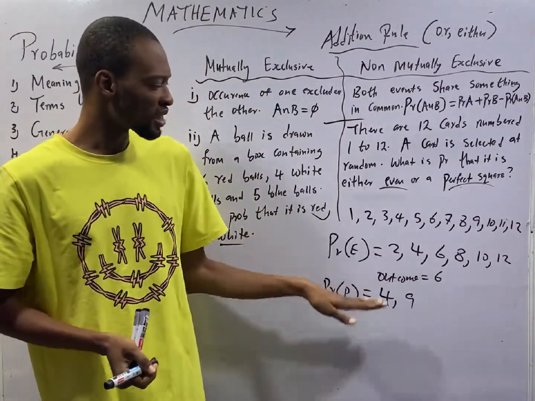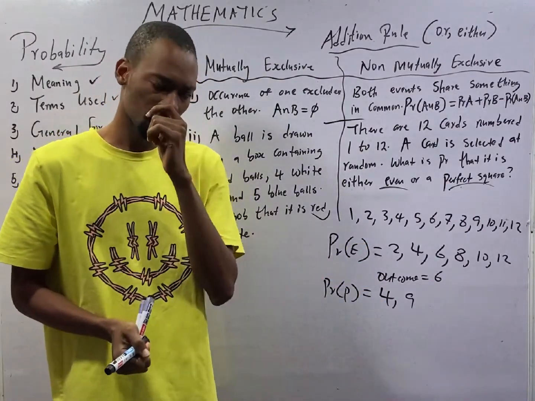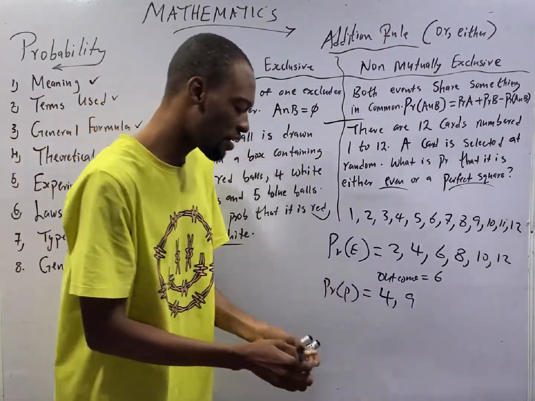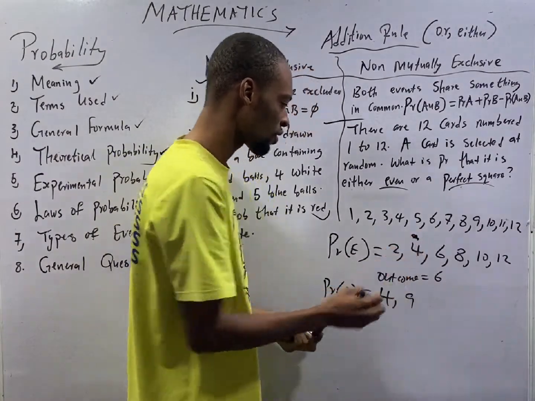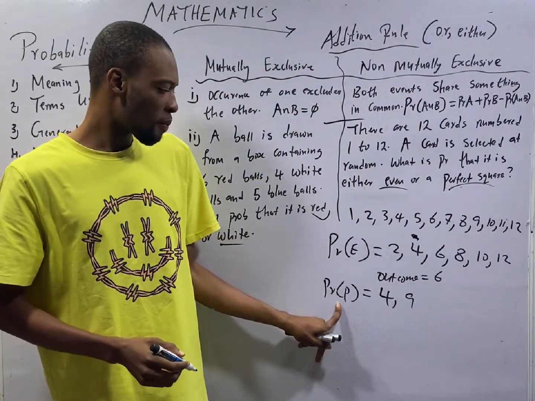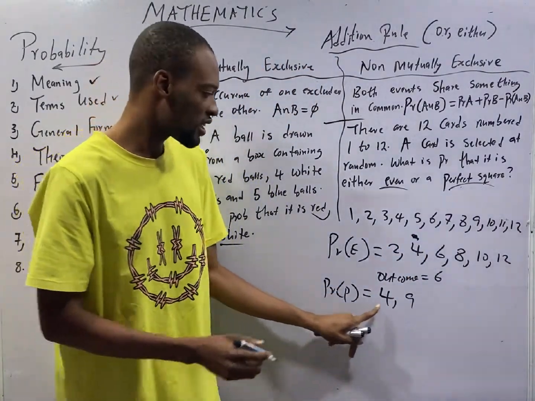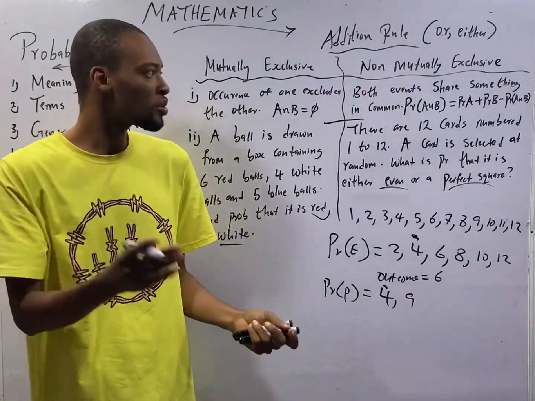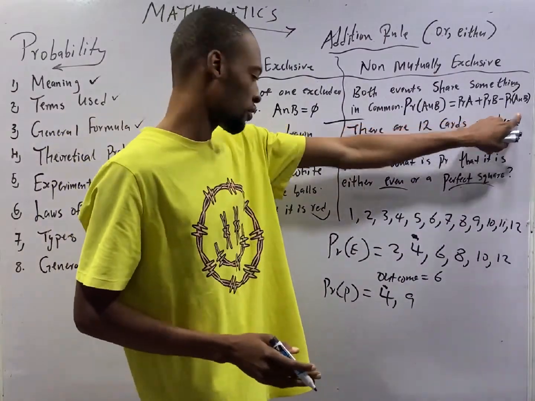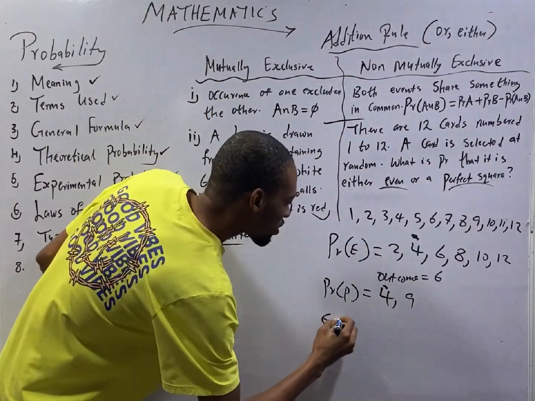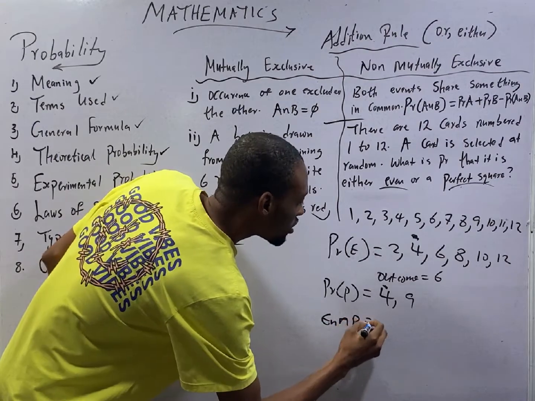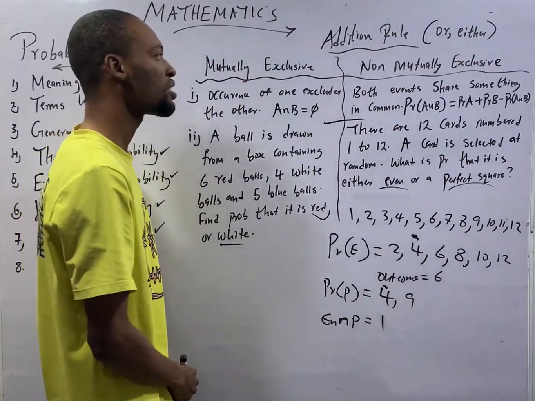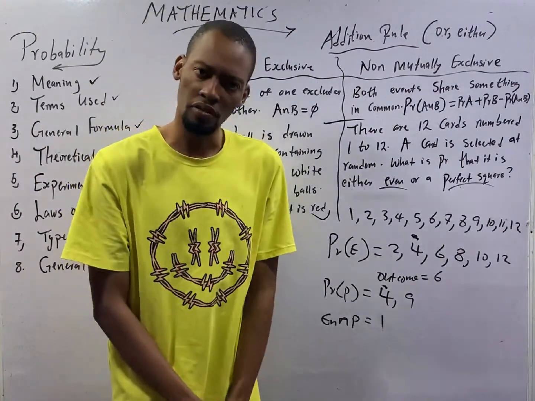After getting your sample space, you ask yourself, do we have anything in common? For even, we have 4 appearing. For perfect square, there is 4. So they have one number in common. So this is the intersection: E intersection P is equal to 4. That is just one number. This is not a mutually exclusive event.